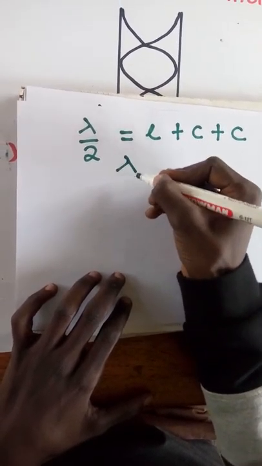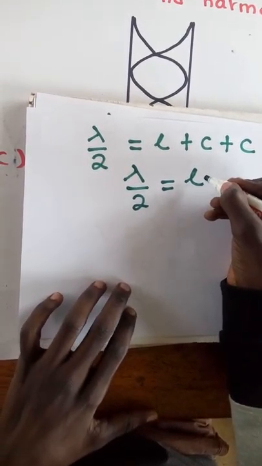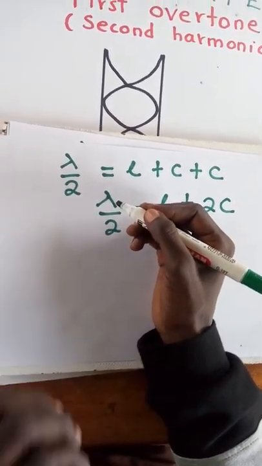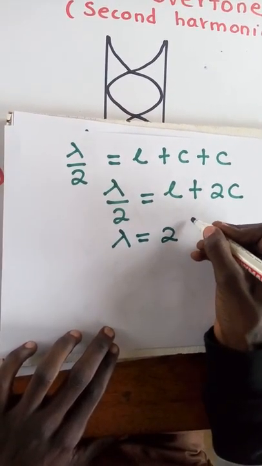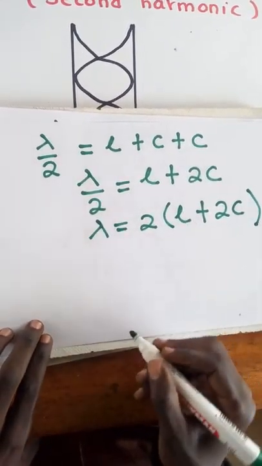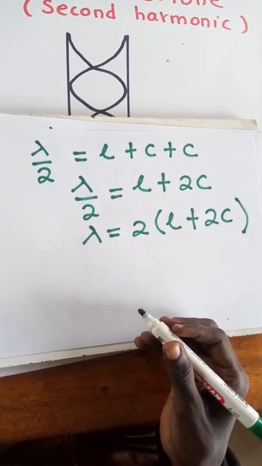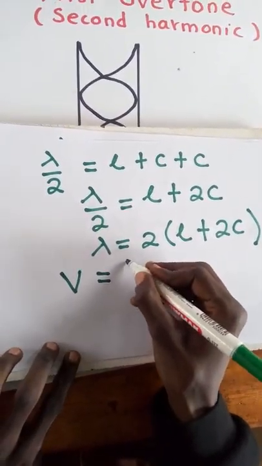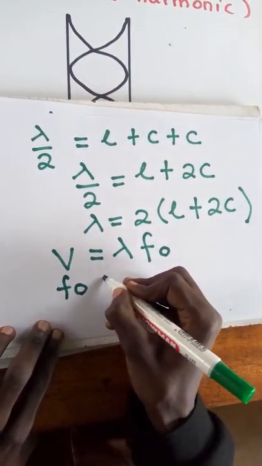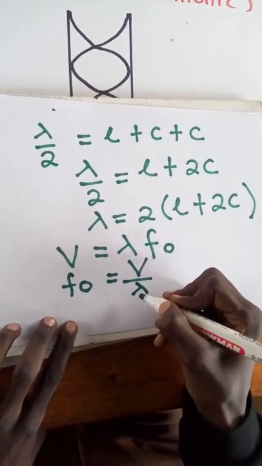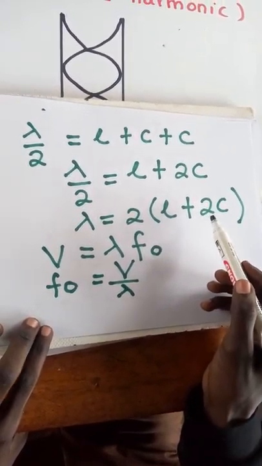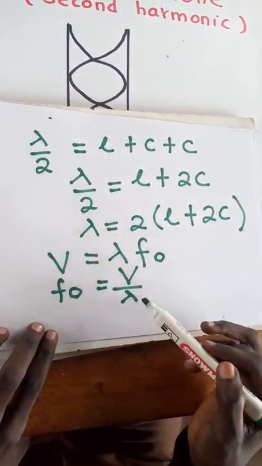So wavelength over 2 is equal to the length of an open pipe plus 2 end corrections. We have to make wavelength the subject of the formula. So wavelength is equal to 2 brackets length of the open pipe plus 2 times end correction. But from the relationship between velocity, wavelength, and frequency, velocity is equal to wavelength times frequency, but this is the fundamental frequency. So fundamental frequency is equal to velocity over wavelength, but wavelength is equal to 2 brackets length of an open pipe plus 2 times end correction. So we have to substitute this into this equation.